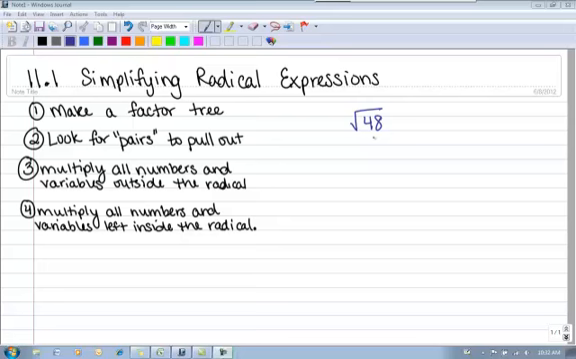Today's lesson comes from section 11.1. It's on simplifying radical expressions. There's 4 main steps that you want to do while you're simplifying radical expressions. The first thing is that you want to make a factor tree.